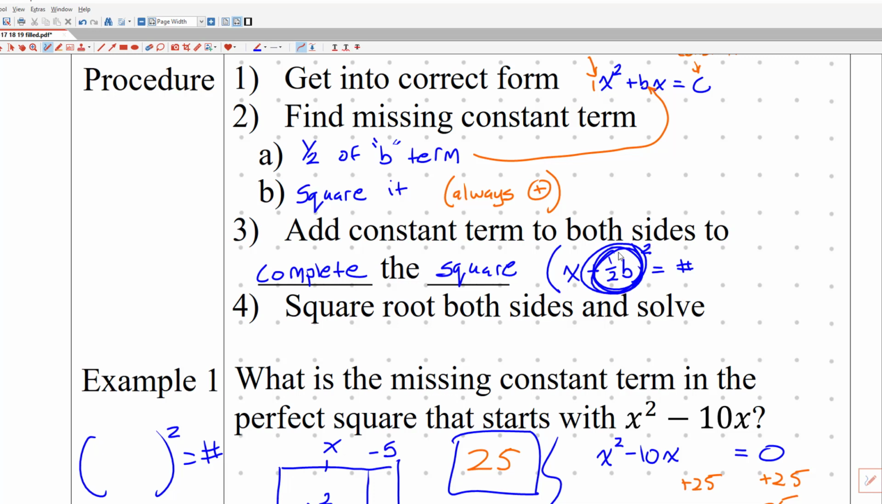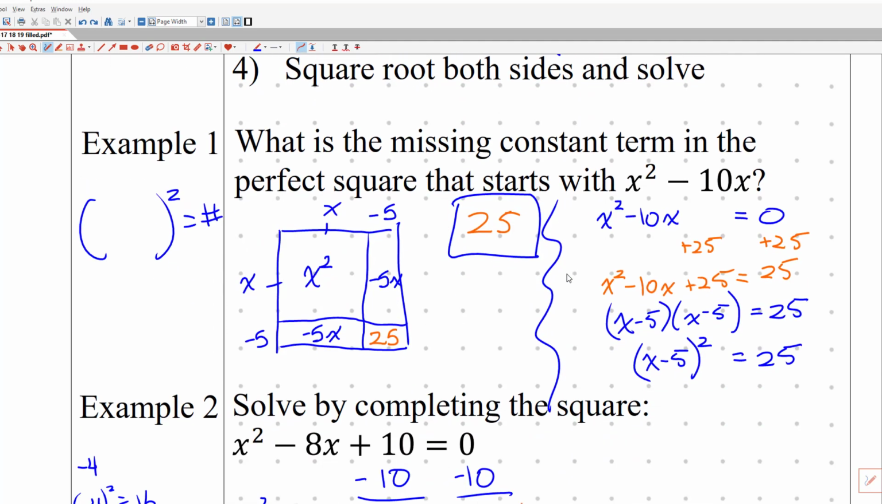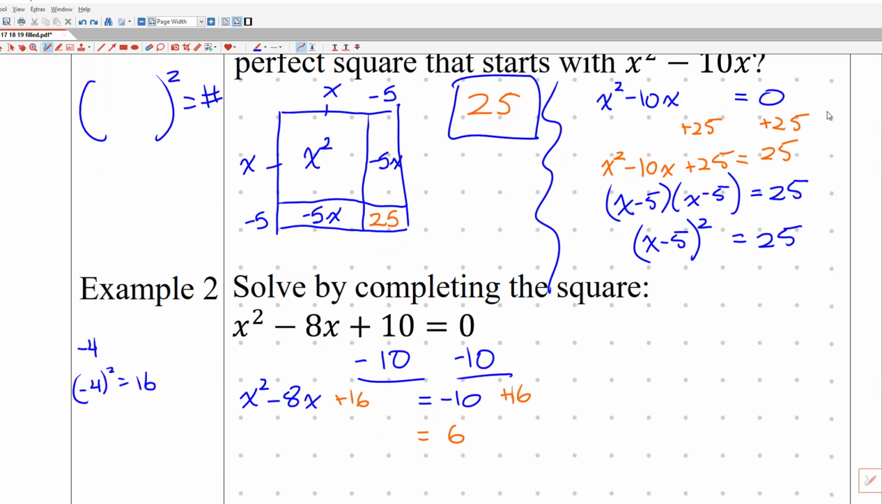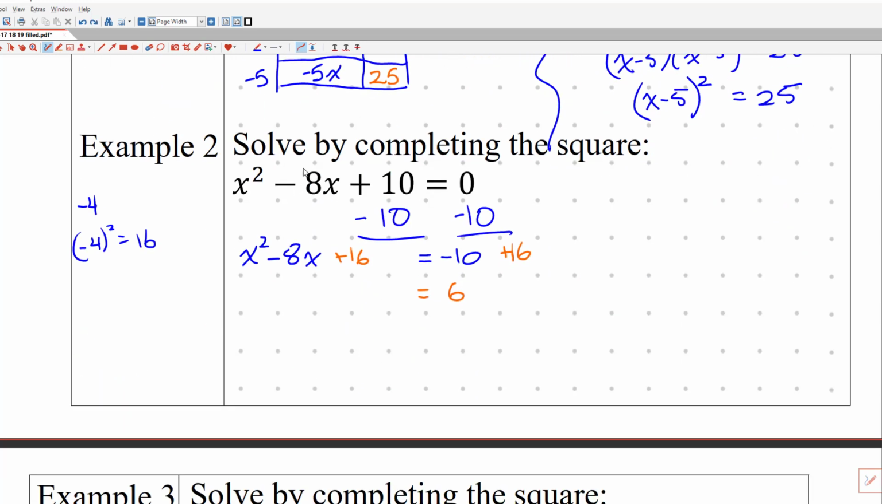So the main thing I'm trying to tell you here is, how do I figure out what the square is? It's always going to be the half of the b term, and you can analyze that in the picture down here. We said we had negative 10x, which means the b term is negative 10. Half of negative 10 is negative 5. That's why we had x minus 5, x minus 5. So I'm always going to be doing half of whatever term I'm given for that b. My b term in this case is negative 8. Half of negative 8, I already wrote over here, is negative 4. So this is going to be x minus 4 squared is equal to 6.